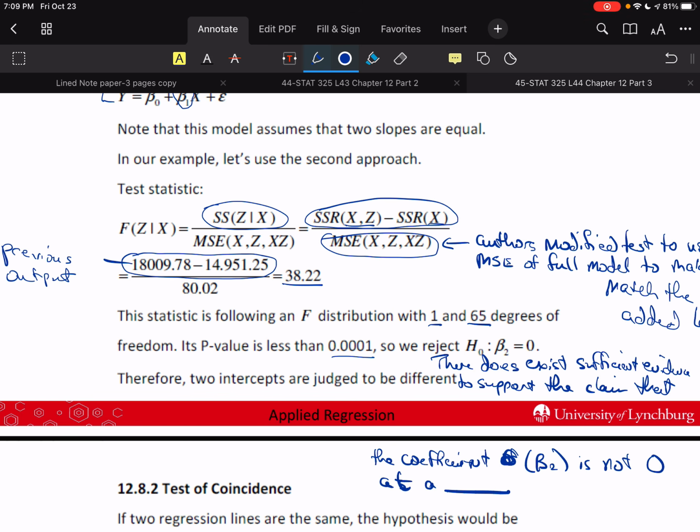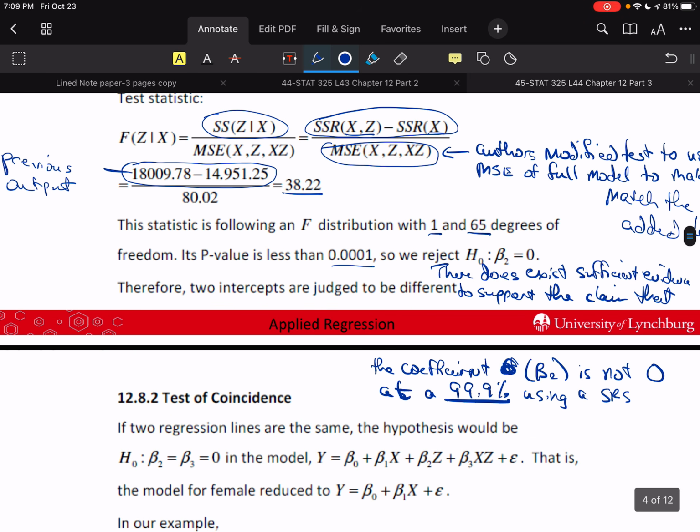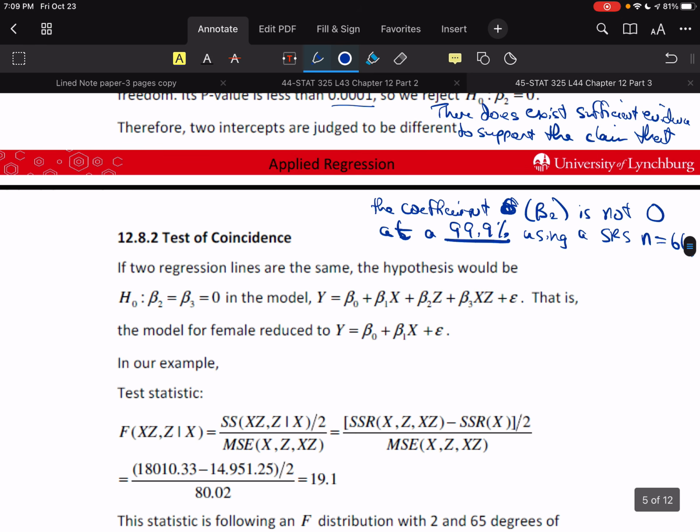99%, 99.9%, we'll use that. Using a simple random sample of n equals 66. Okay. Now let's talk about a test for coincidence. So we could test this using the null beta 2 equals beta 3 equals 0, versus HA beta 2 not equal to 0 and/or beta 3 not equal to 0. And we're using this full model again.